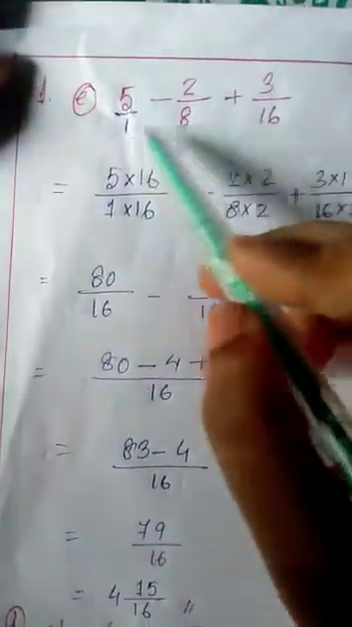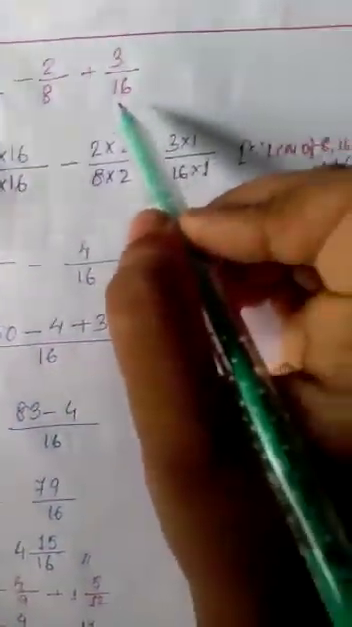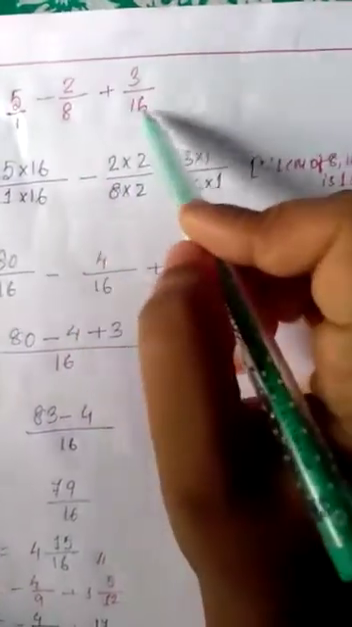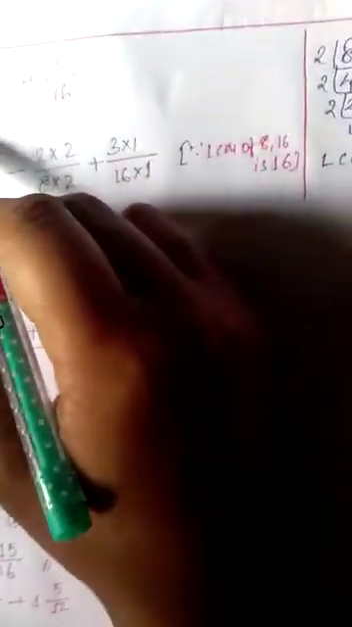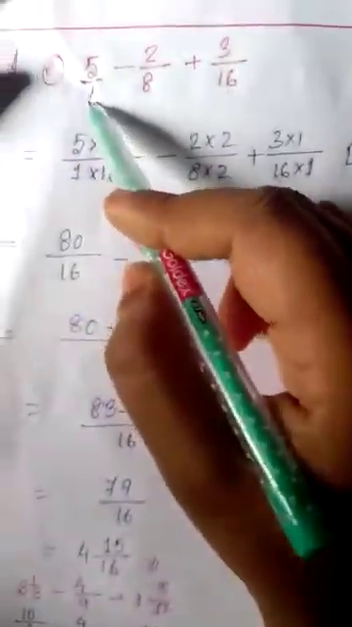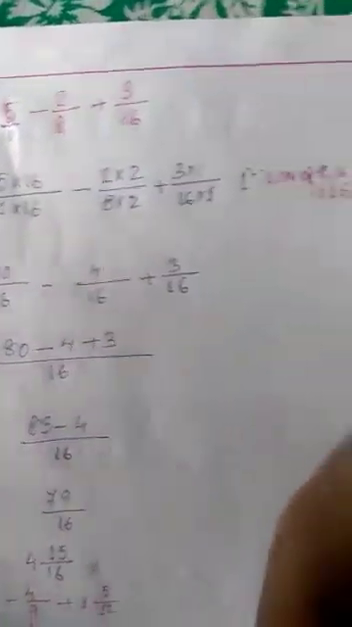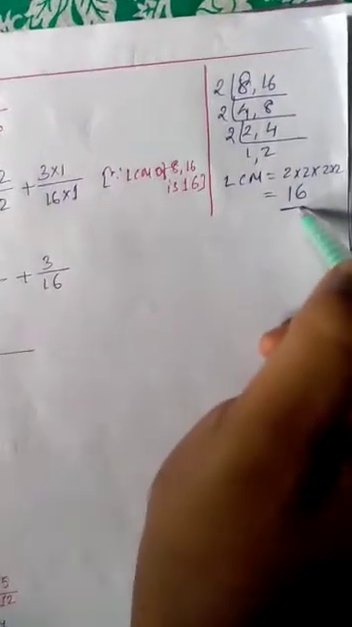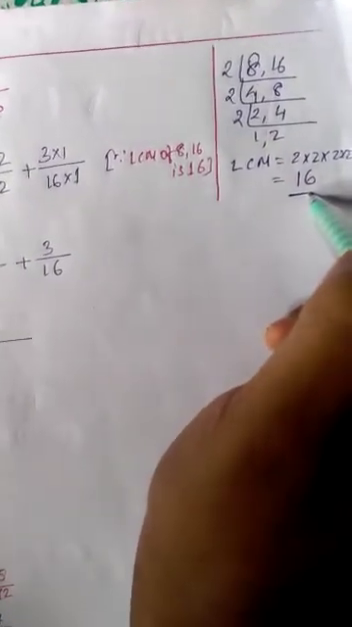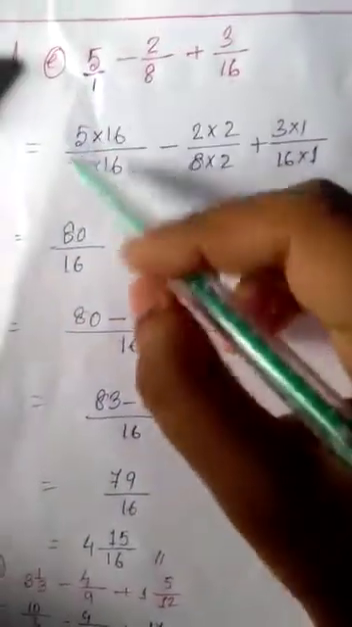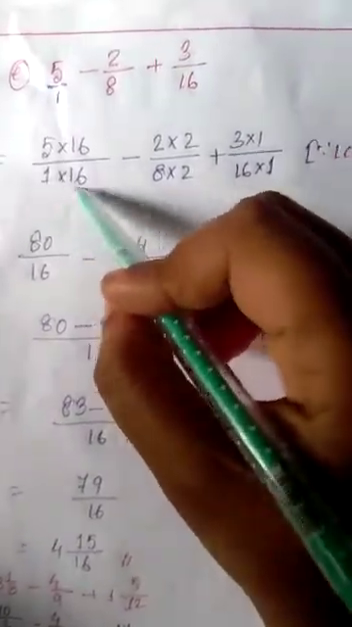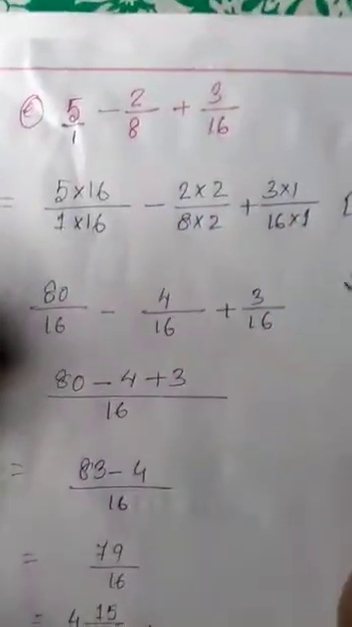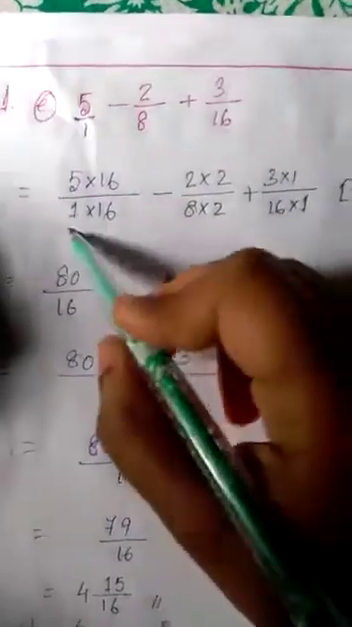So 5, it has denominator 1, so we can do it this way also: 1, 8, 16. Whichever way you like, you do that one. As no denominator is written for 5, it means 1. So for 8 and 16 we have to find the LCM. After finding the LCM, we have got 16. Okay children, now we have to multiply the 1 by 16, so 1 into 16, as the LCM is 16.